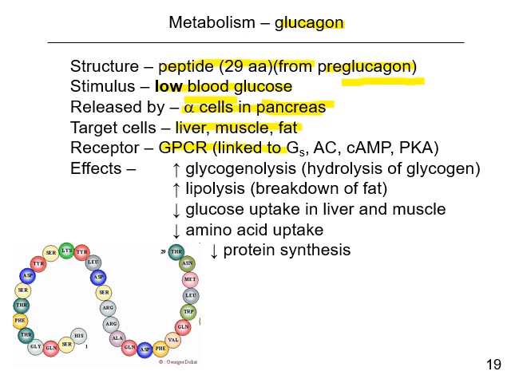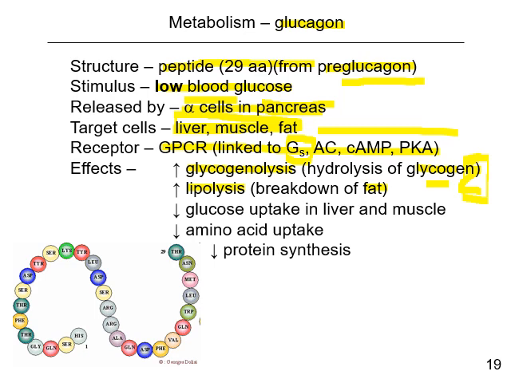The receptor for glucagon is a Gs-coupled GPCR, and through activation of Gs and its downstream effects in liver, fat, and muscle cells, there is a breakdown of glycogen, glycogenolysis. There is a breakdown of fat. Both of these things would cause an increase in the production of glucose from glycogen or from fat.